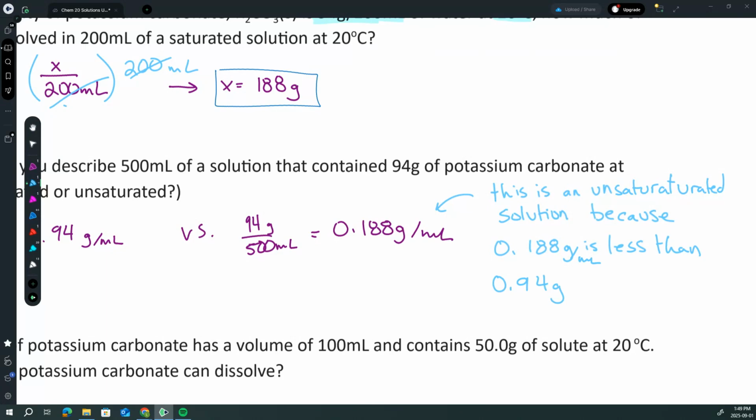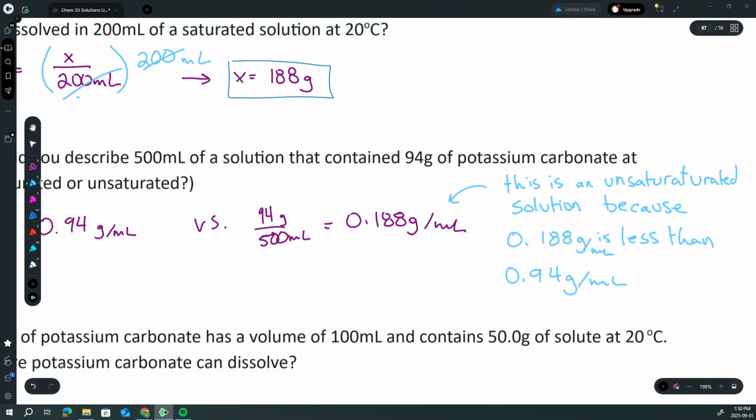That should be grams per milliliter. So this is an unsaturated solution because 0.188 grams per milliliter is less than 0.94 grams per milliliter, which is our solubility value for potassium carbonate at 20 degrees Celsius.